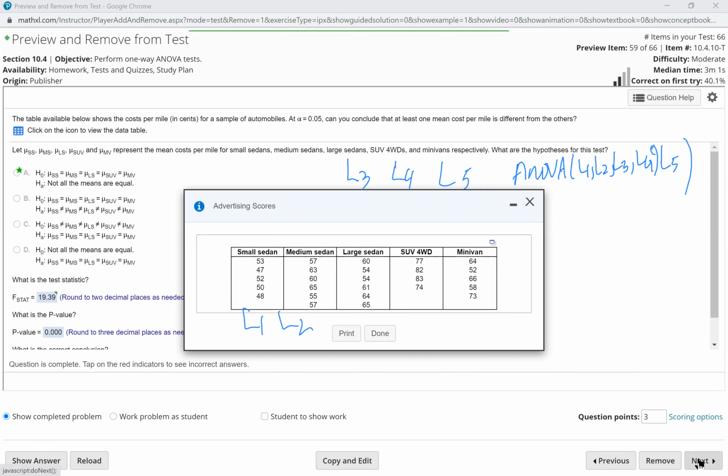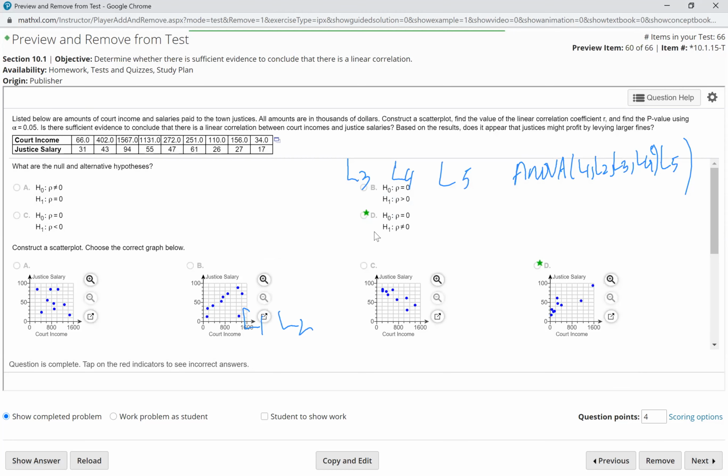Okay. Finally, probably that's the last one. No, there is more. Let me just clear. We're almost there. Okay, what is this question here? Is there sufficient evidence to conclude that there is a linear correlation between court incomes and justice salaries?